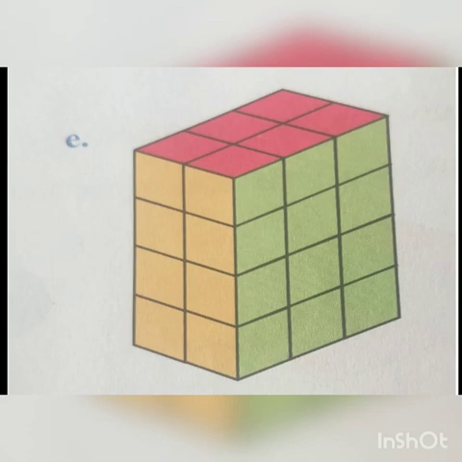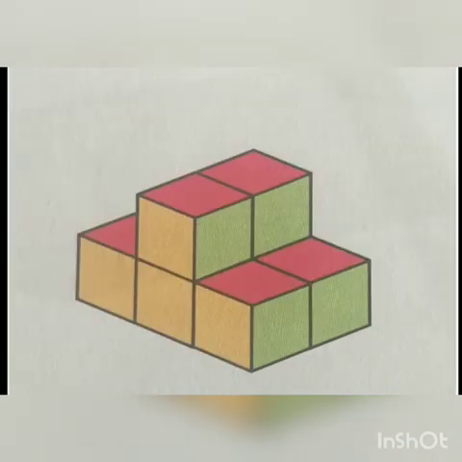Some cubes do not have this shape. What will we do? For example, see, it does not have a perfect cube shape. So how can we find out? So in this case, we have to count all the cubes separately.